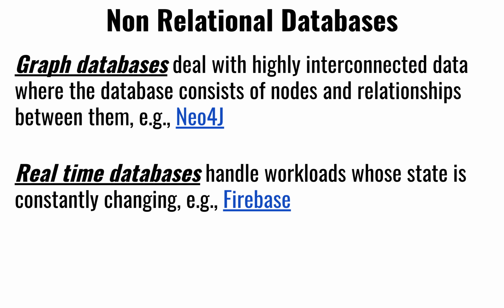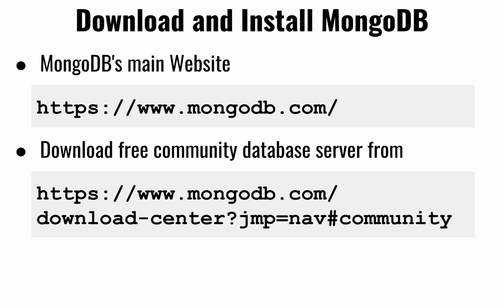There are plenty of other types of non-relational databases, graph databases, real-time databases, but we're not going to take a look at those. All right, so first of all, we'll need to install Mongo. We're going to be using MongoDB as our non-relational, NoSQL database. You can download it from MongoDB. There's a free version of this, called the community version. You don't have to pay for this. So download it, install it. You'll need it for this assignment.